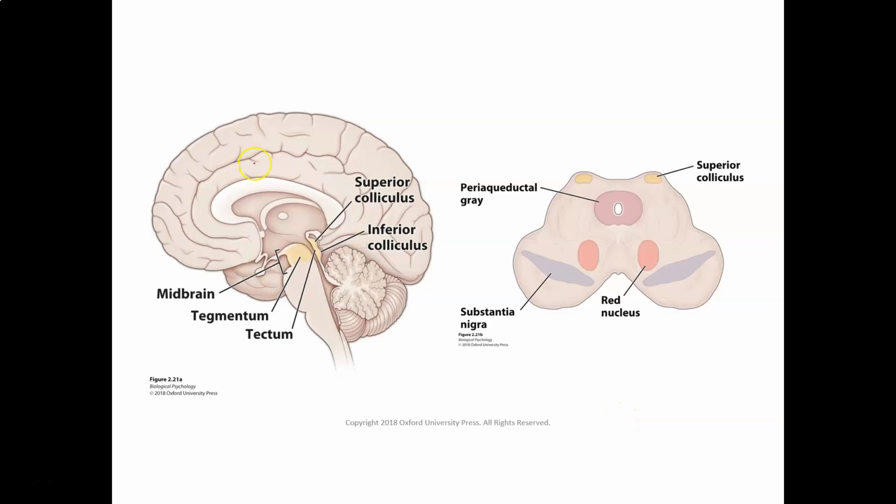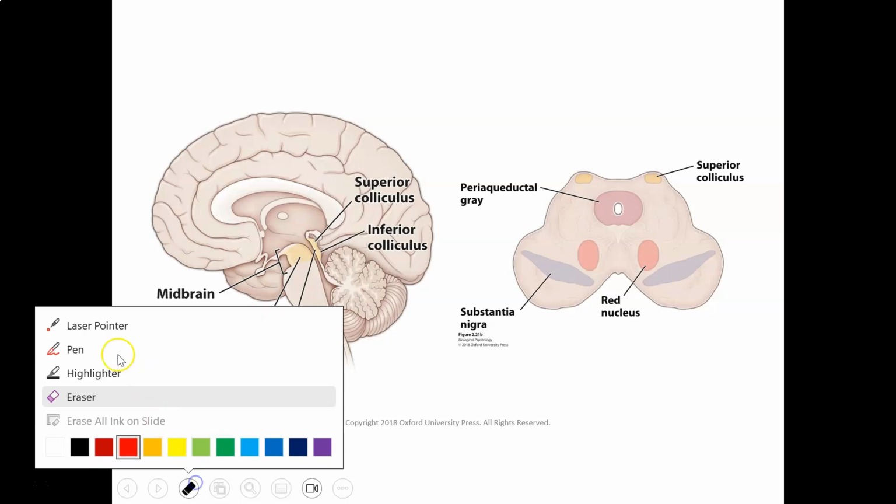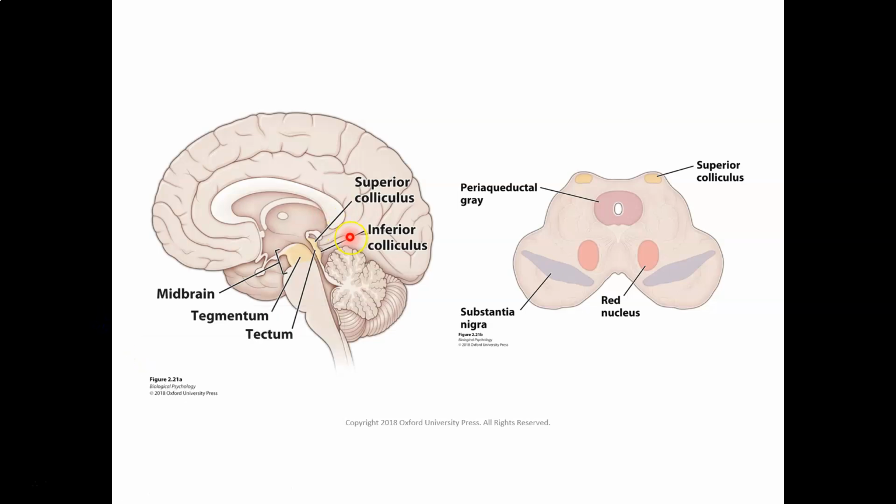To orient you to where these structures are, this was the hypothalamus, this is the thalamus, and here we have the midbrain. Whoa, that went just crazy. Hold on, let me use the laser pointer instead because my pen isn't working. So here is the midbrain. We have the superior colliculus, the upper hill, and the lower hill, the inferior colliculus.